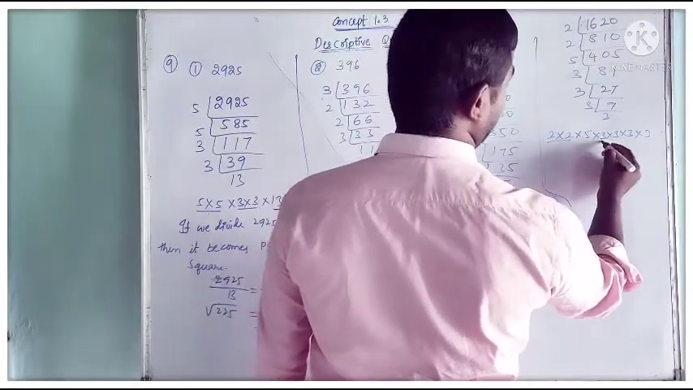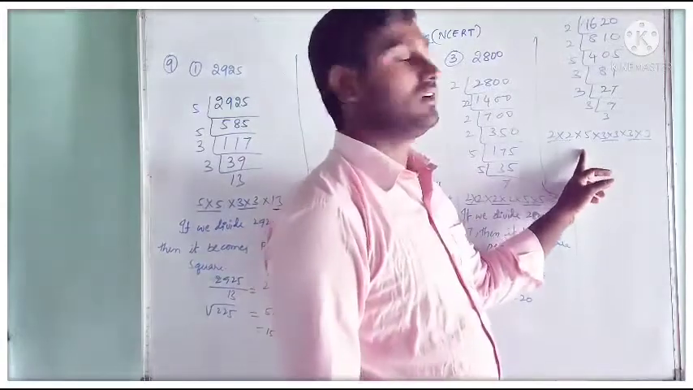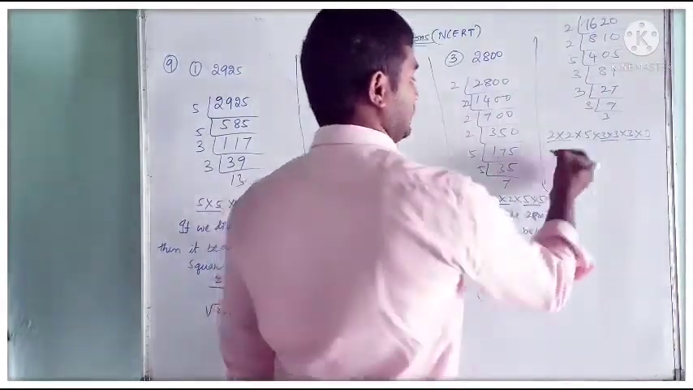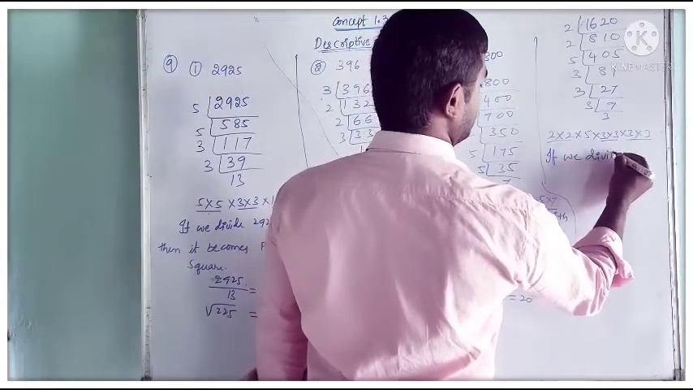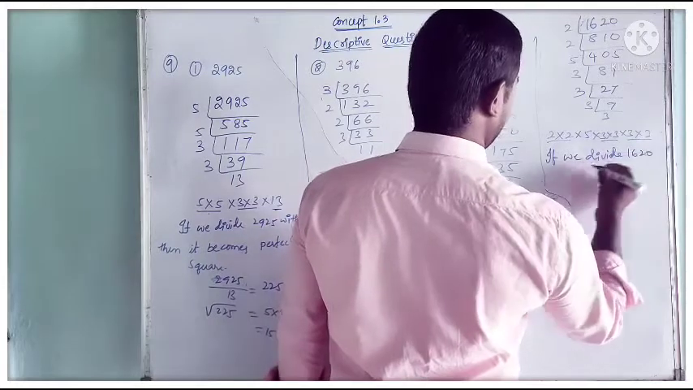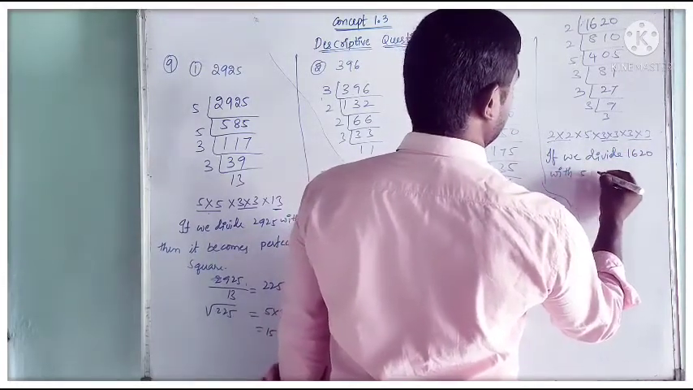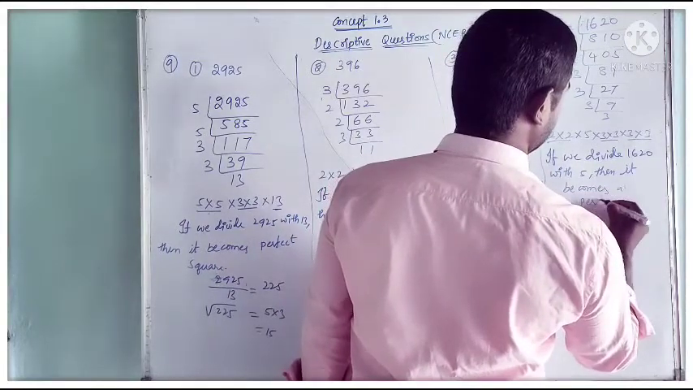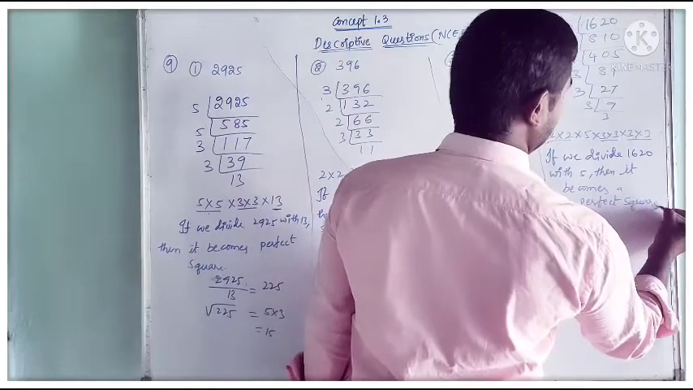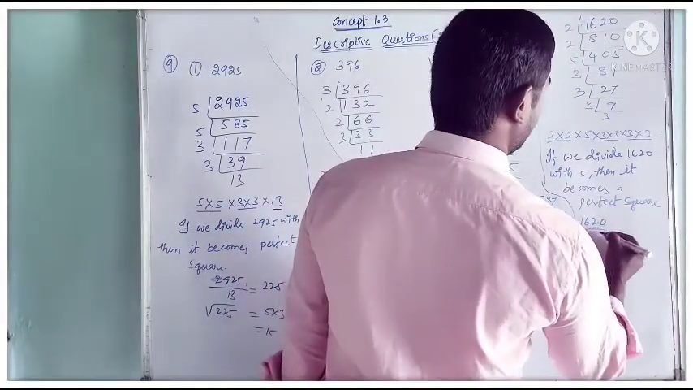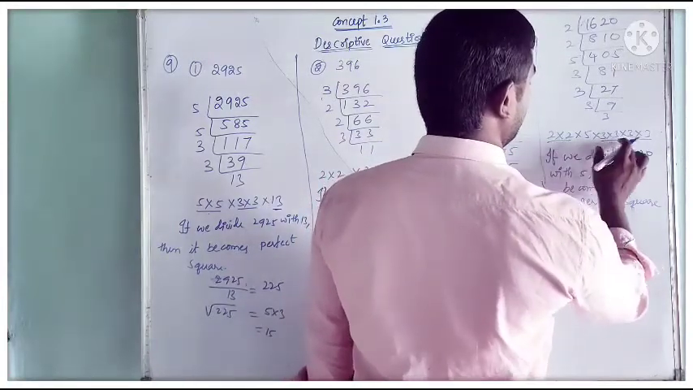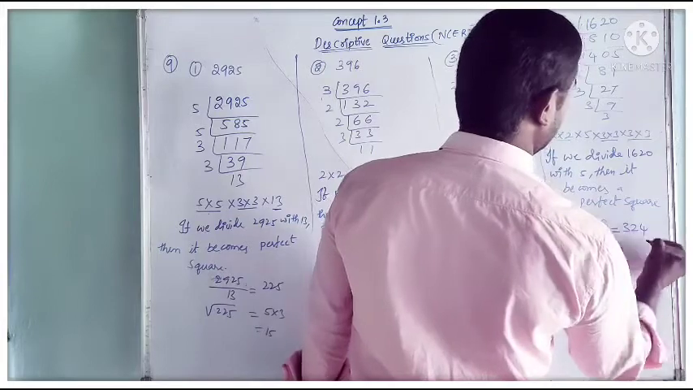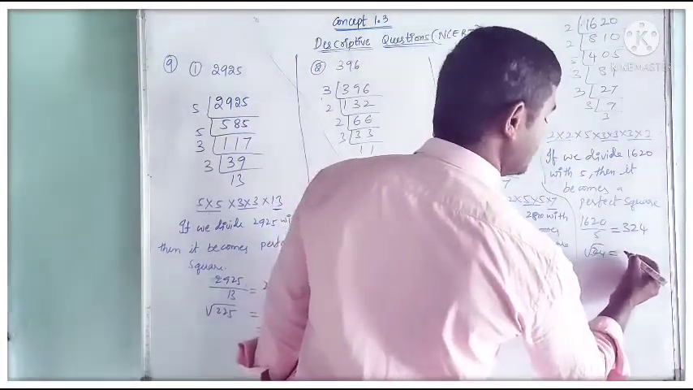Make pairs. This is a pair. 5 is unpaired. These two pairs, these two pairs. What is the unpaired number we have? 5. So if you divide the given number by the unpaired number, it becomes a perfect square number. So if we divide 1620 with 5, then it becomes a perfect square. Okay, so what is that? 1620 by 5 becomes 81 into 4, that is 324. So the square root of 324 equals 18.